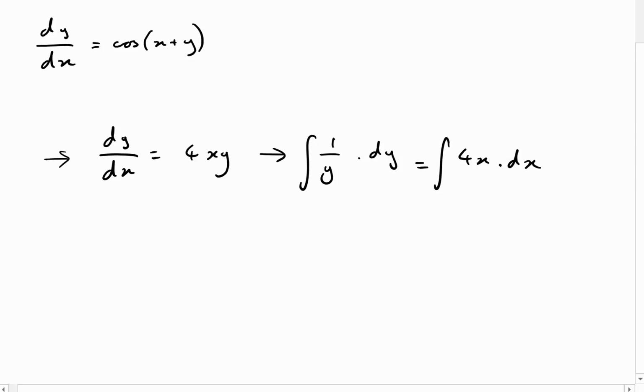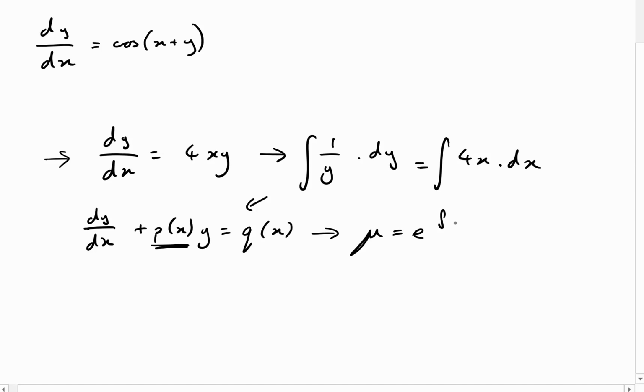If we have something which looks like the form dy by dx plus p of x y equals q of x, say, so this case now is with variable coefficients, then we solve it by using something called an integrating factor. An integrating factor is just e to the integral of this coefficient here. So that's how we can solve this type of problem.